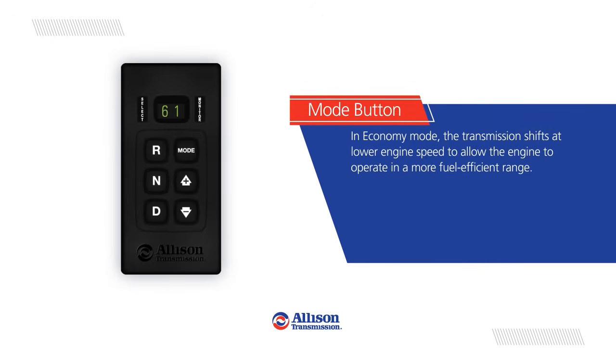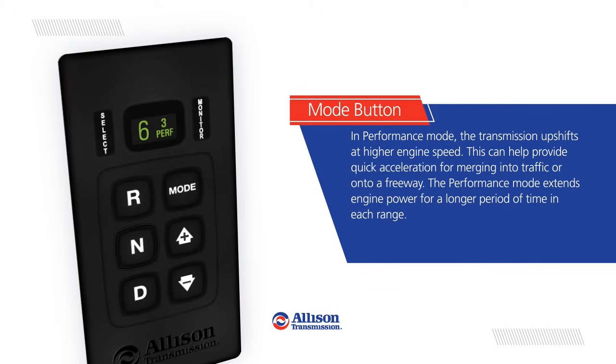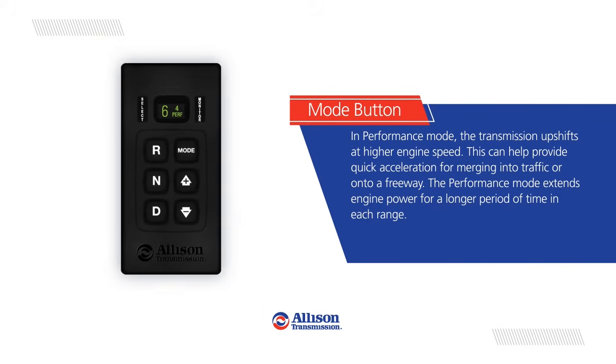In economy mode, the transmission shifts at lower engine speed to allow the engine to operate in a more fuel-efficient range. In performance mode, the transmission upshifts at higher engine speed. This can help provide quick acceleration for merging into traffic or onto a freeway. The performance mode extends engine power for a longer period of time in each range.